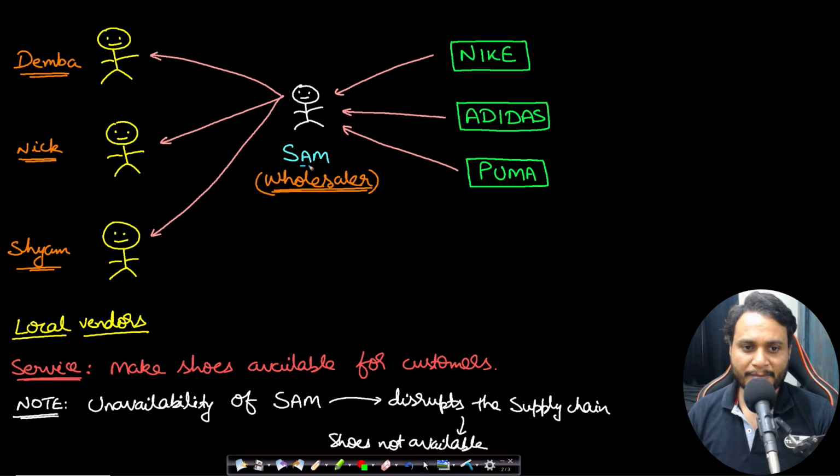Let's say that Sam is a wholesaler and he is connected with many top shoe brands, and they are Nike, Adidas and Puma. Now there are many local vendors, let's say Demba, Nick, Sham, all these three guys are local vendors of shoes, and they take the shoes from the wholesaler Sam, and Sam gets all the shoe supply from all of these three top brands, Nike, Adidas and Puma. Then everything would run fine if Sam is available, if all the companies are working fine, isn't it?